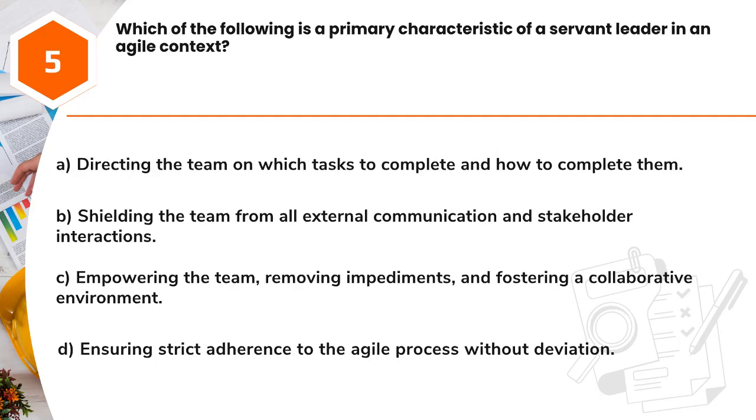Question 5. Which of the following is a primary characteristic of a servant leader in an agile context? A. Directing the team on which tasks to complete and how to complete them. B. Shielding the team from all external communication and stakeholder interactions. C. Empowering the team, removing impediments, and fostering a collaborative environment. D. Ensuring strict adherence to the agile process without deviation.